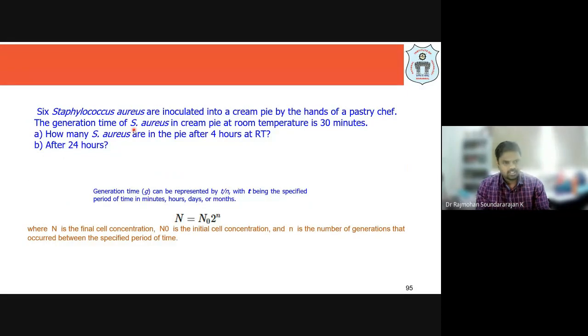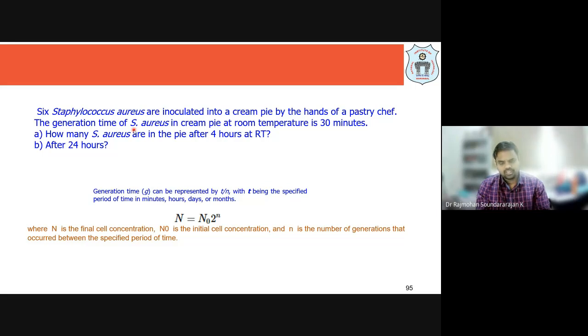Six microorganisms, let me say Staphylococcus aureus. Six Staphylococcus aureus are inoculated into a cream pie by the hands of a pastry chef. The generation time of this microorganism in this cream pie at room temperature is 30 minutes. How many S. aureus are in the pie after 4 hours at room temperature?